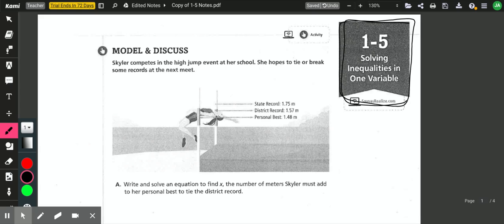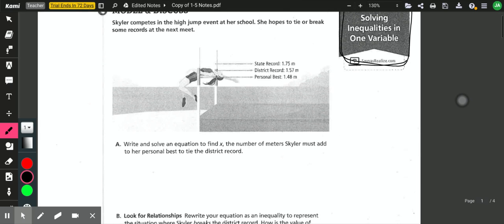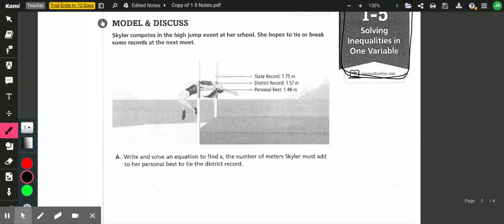All right. So we have been working really hard on solving lots of different types of equations. And we are going to keep using those same properties, but today we're going to start solving inequalities. Okay, so we'll kind of ease into it by using an equation to move into our inequality today. So let's look at our situation here.